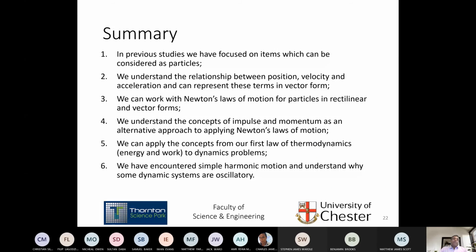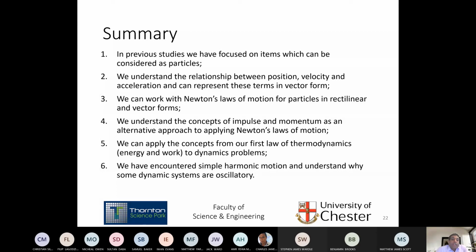To summarize today's lecture, in previous studies, we have focused on items which can be considered as particles. We understand the relationship between position, velocity, and acceleration and can represent these terms in vector form. We can work with Newton's laws of motion for particles in linear and vector forms. We now understand, after level 4, the concepts of impulse and momentum as an alternative approach to applying Newton's laws of motion. The concepts of impulse and momentum give you the same results as Newton's laws, but it's a slightly different way of expressing it mathematically.